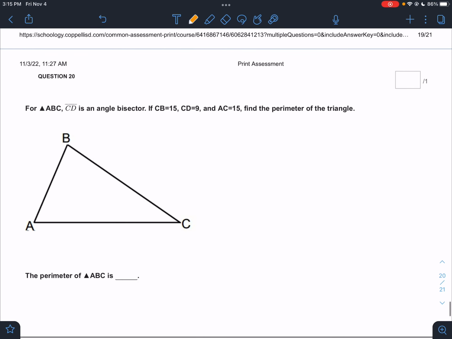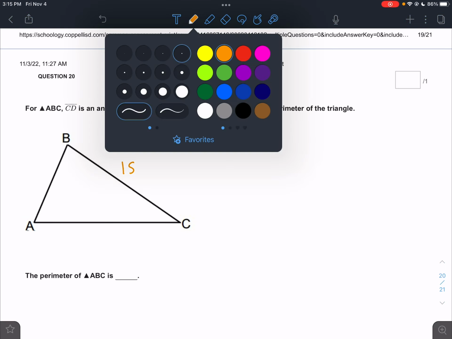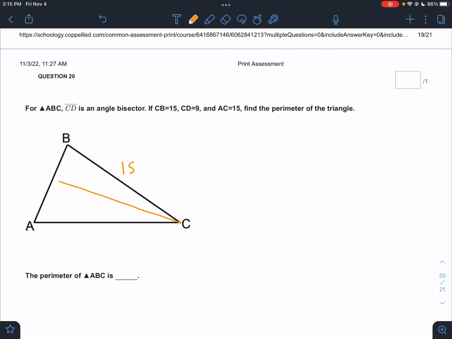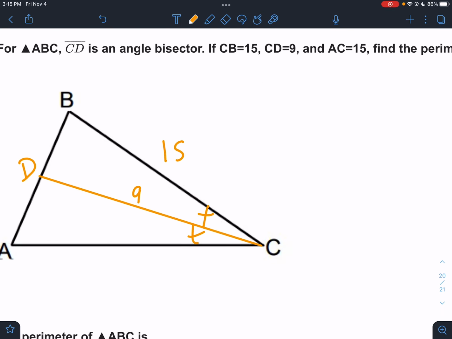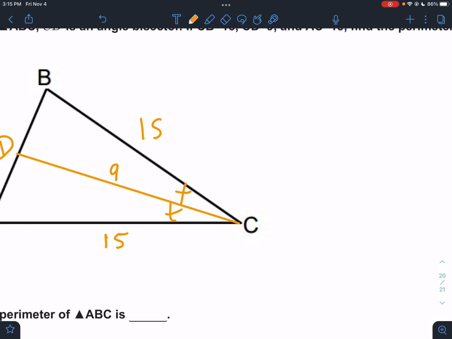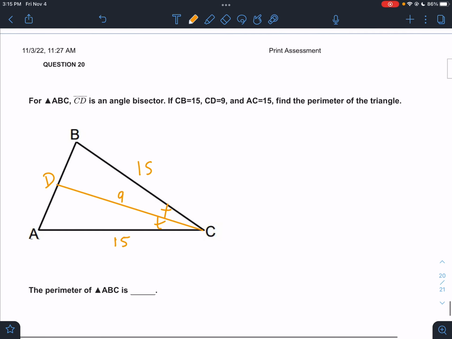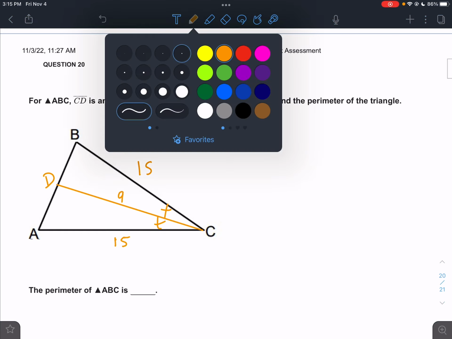Oh, this one's a challenge. CB's 15. CD. Oh, sorry. CD is an angle bisector. So start at C. Go to the opposite side. We know it cuts it in half. There's CD. It's an angle bisector. CD is 9, AC is 15. Find the perimeter of the triangle. This one's tough for a lot of people. You're going to have to make this connection, though.